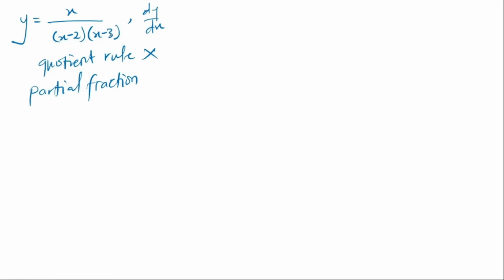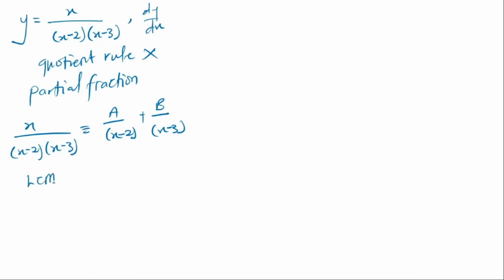To convert this rational function into partial fractions, we equate it to a certain equation. That is, we say x / ((x - 2)(x - 3)) should be equivalent to, let's say, a variable a over (x - 2), plus another variable b over (x - 3). So this is the process of converting a rational function into partial fractions. From here we can see that the LCM for both sides is the product of these two functions at the bottom. So we have the LCM as (x - 2)(x - 3).